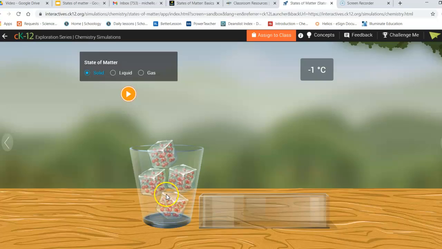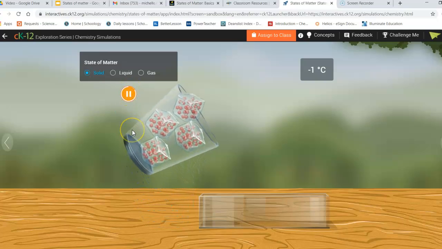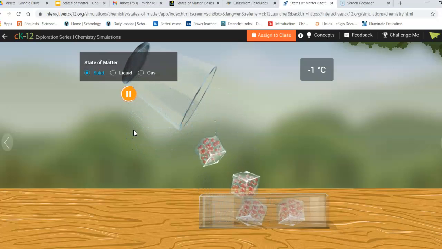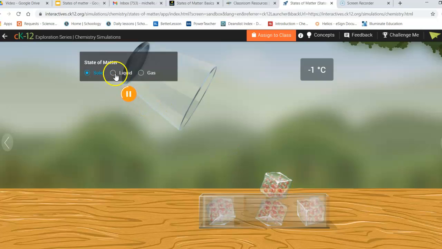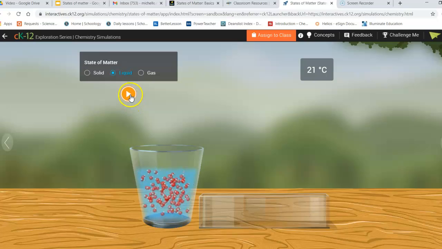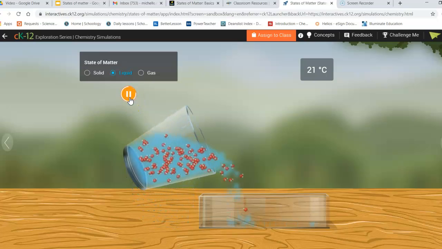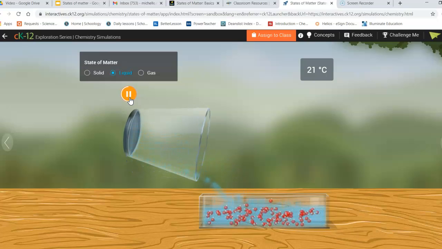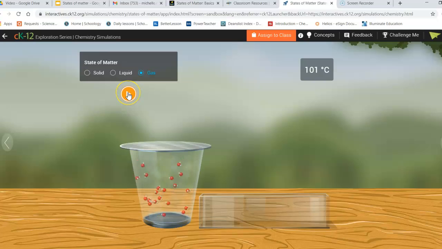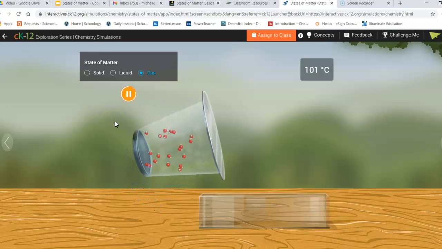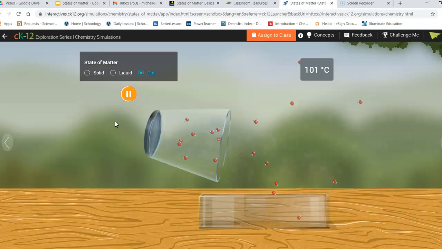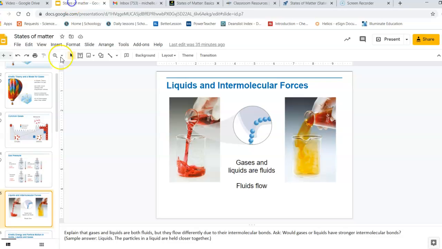Okay, so this is water as a solid. Obviously it does not flow. And then let's do it as a liquid. And then lastly, let me show you as a gas. You can see they're moving quite fast. That's what makes gases gases, because they move very fast. They definitely flow, they just don't stay in a container. So that's the idea. Let's see what else we need to cover.